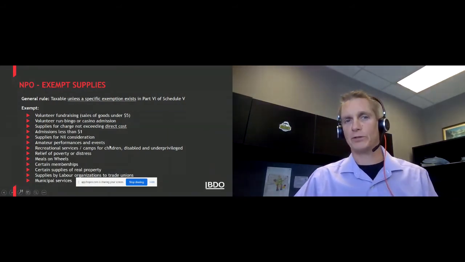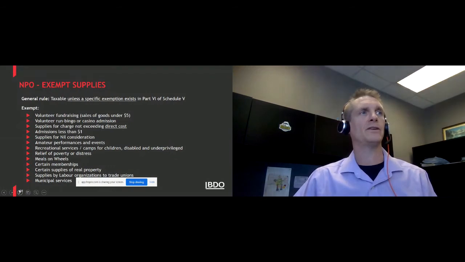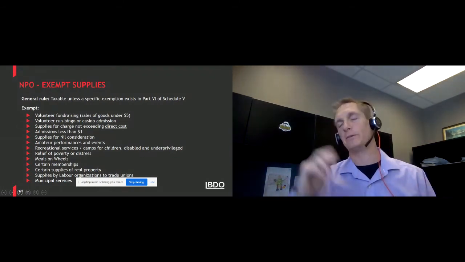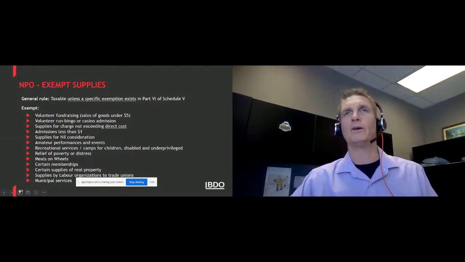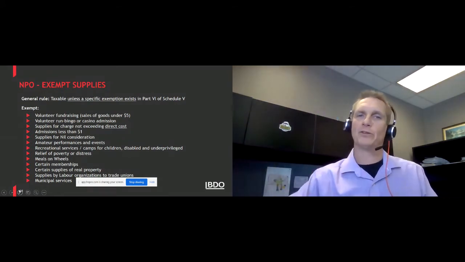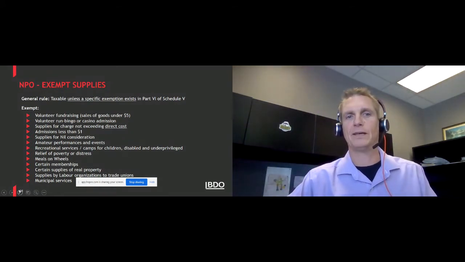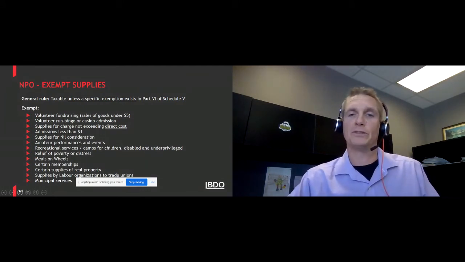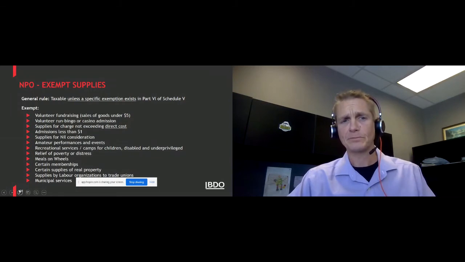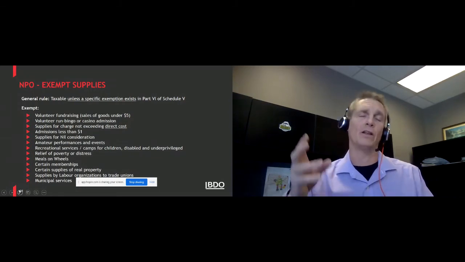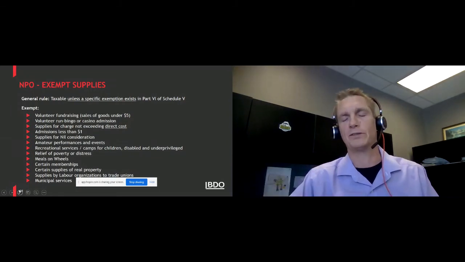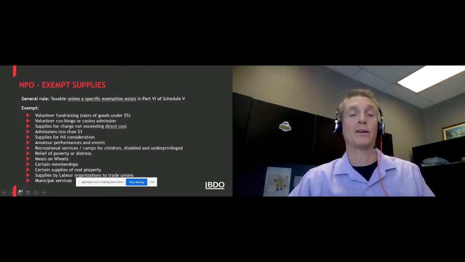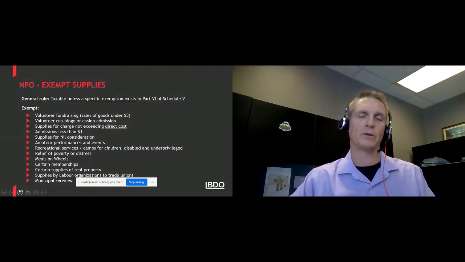Amateur performances and events, you can see there. So if somebody is attending their kid's hockey game or an amateur theater production, that's normally exempt. Recreational services and camps for children or disabled or underprivileged individuals are exempt. Some memberships, and we'll touch on this on another slide, a lot of memberships by an NPO are in fact exempt, but there are situations where they can be taxable.